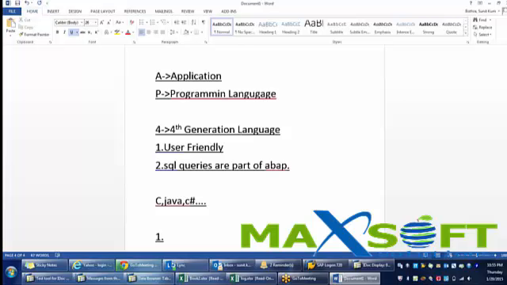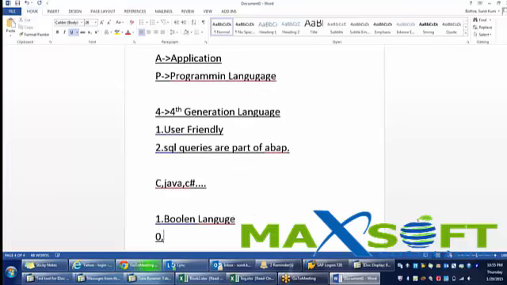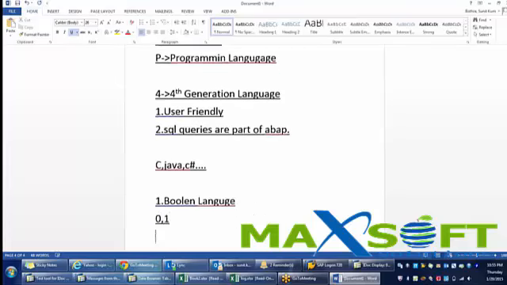If you look at the generations, for the first generation we normally use Boolean language, where mostly we use language in the form of 0, 1 and all that. You might have seen it in your engineering or maybe in schooling. Then comes the assembly level language.